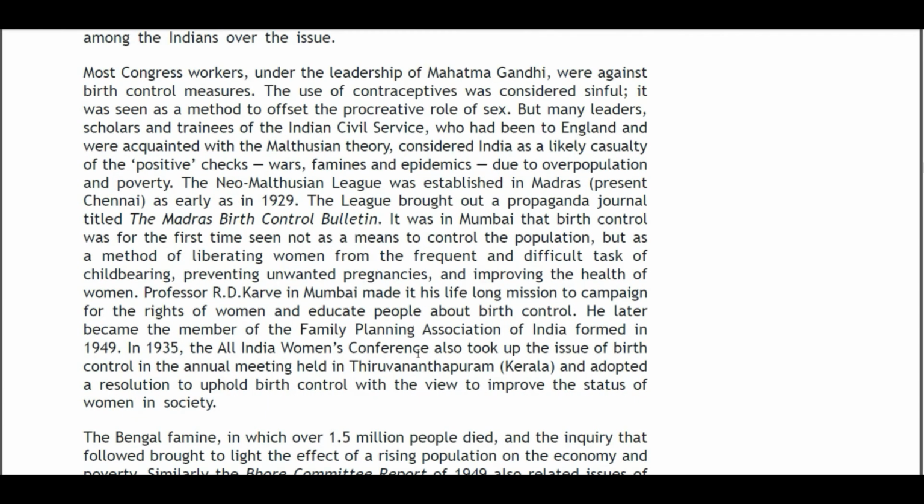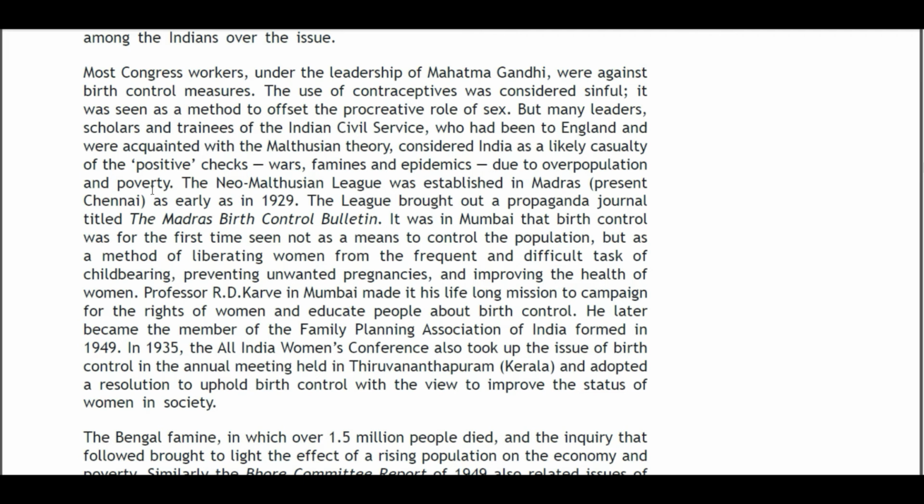Most Congress workers under the leadership of Mahatma Gandhi were against birth control measures. The use of contraceptives was considered sinful. It was seen as a method to offset the procreative role of sex. But many leaders, scholars and trainers of the Indian civil service who had been to England and were acquainted with the Malthusian theory considered India as a likely casualty of the positive checks: wars, famine and epidemics.